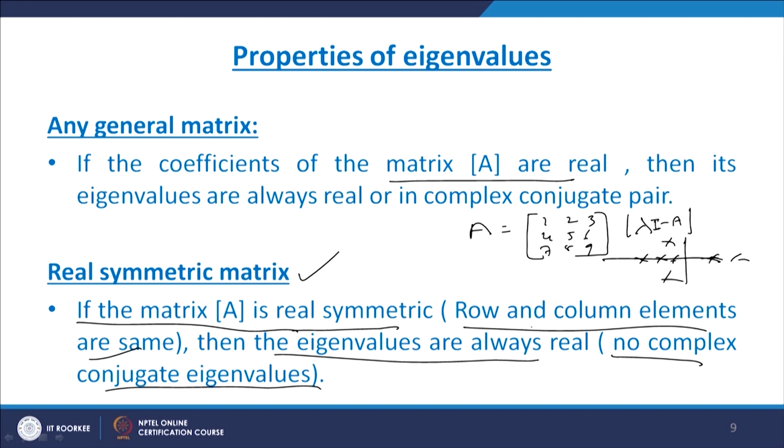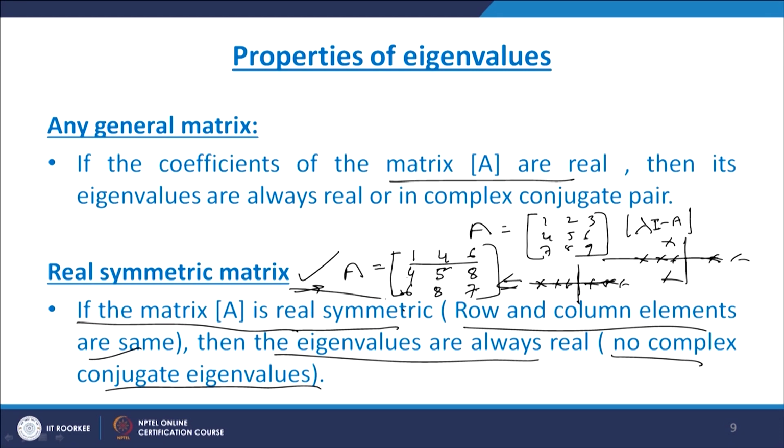For example, here I write 1, 4, 6, this is the row. Now I take the elements 4, 5, 8, and then 6, 8, 7. See here 1, 4, 6; 4, 5, 8; 6, 8, 7. So this is real symmetric, and in that case the eigenvalues of this lie on the real axis only.